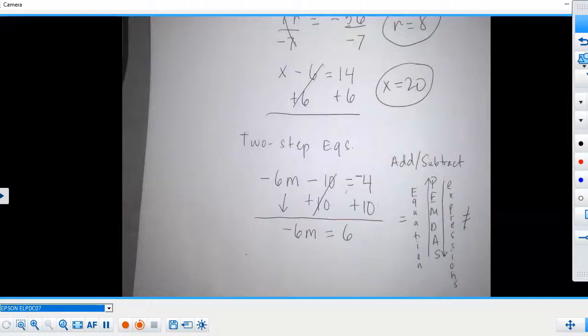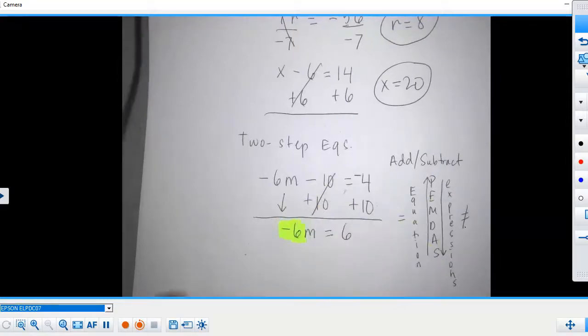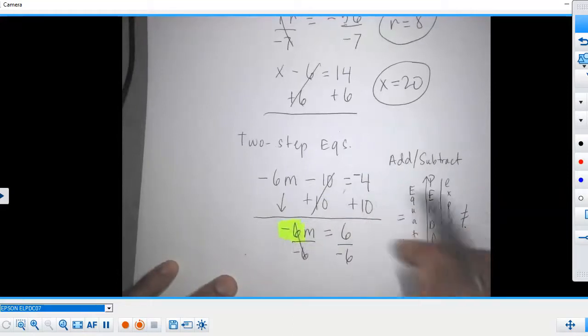So let me highlight that I'm not going to divide by 6. Or some of you guys, I've heard you say, I'm going to divide by 6m. No, do not take away this variable on this side. Leave him there. We just want to get rid of the coefficient, but you have to include the sign. So divide by negative 6 to both sides.